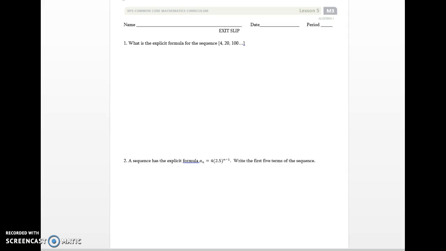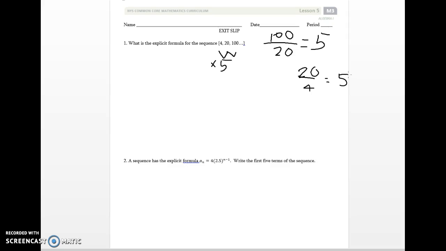The first thing you should have done was identify the common difference between the terms, from 4 to 20, from 20 to 100. The common difference, or I should say common ratio, was multiply by 5. One easy way to figure that out is to take 100 and divide it by the previous term, which is 20. That's a really easy way of finding the common ratio. And notice that it works for 20 divided by 4 as well. It also gives you 5, so that's our common ratio.